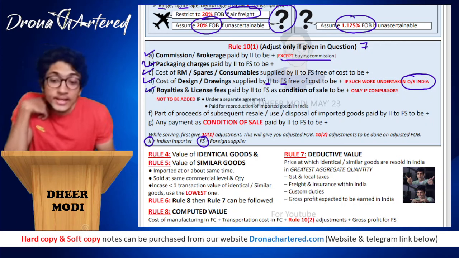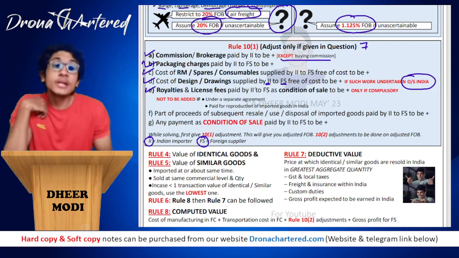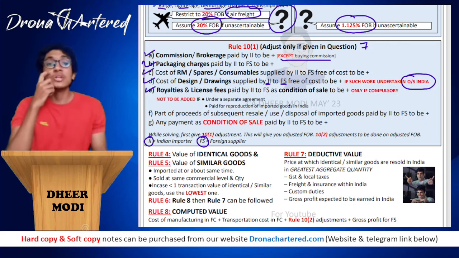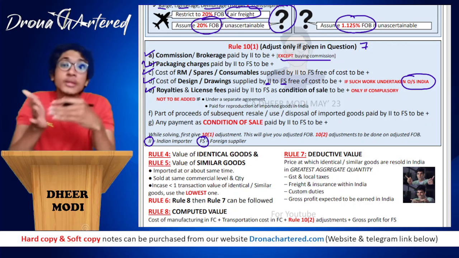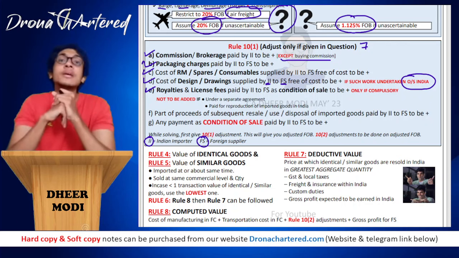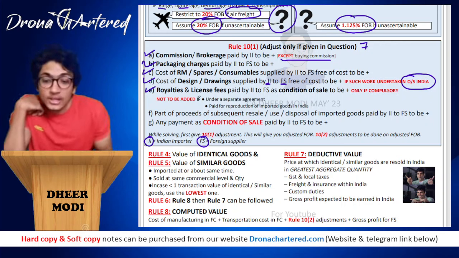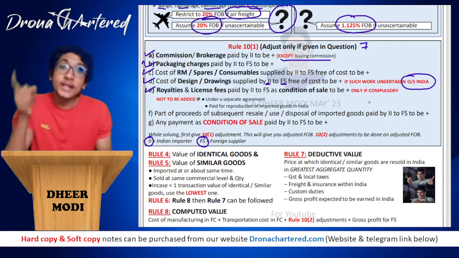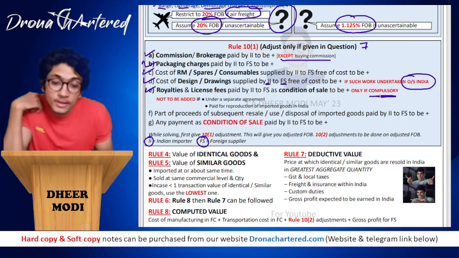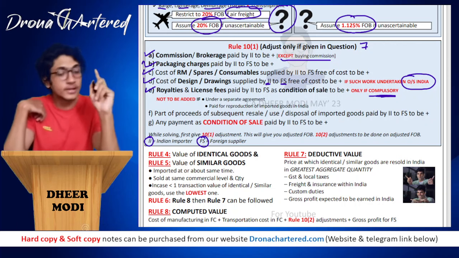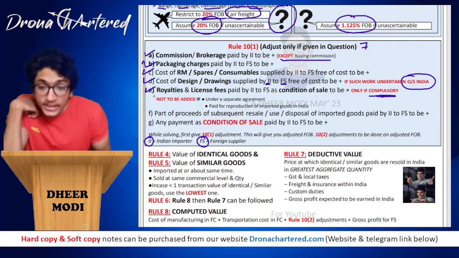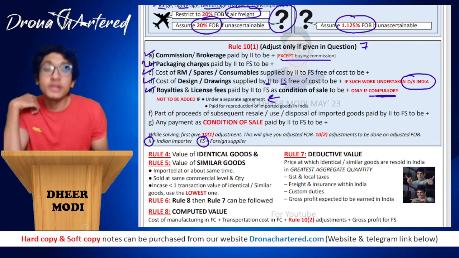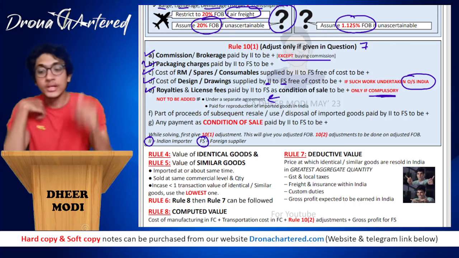Next is royalties and license fees paid by your Indian importer to the foreign supplier as a condition of sale. Condition of sale means this has to be done, only then will the sale be considered as complete. So any royalty or license fees paid by your Indian importer to the foreign supplier as a condition of sale are to be added. It has to be added only and only if it is compulsory. That means if it is an optional payment, it need not be added. It need not be added if it is under a separate agreement. If there is a separate agreement for this, you need not add.